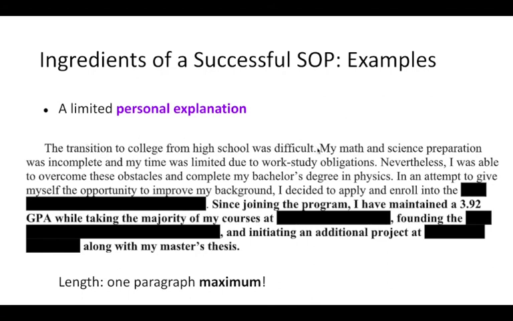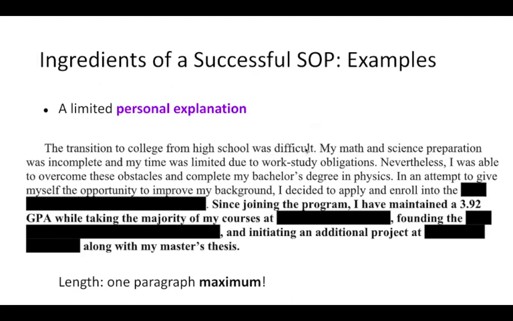The first two sentences are a very frank statement of the problem. "The transition from high school to college was difficult. My math and science preparation was incomplete, and my time was limited due to work study obligations." This helps to contextualize why, for example, a student might have had a semester or two with a rough patch, or perhaps a lower GPA than one might have liked.